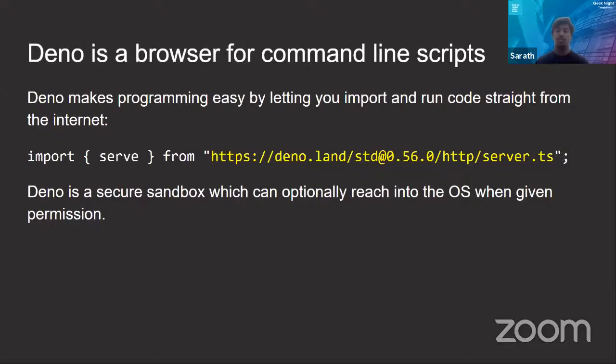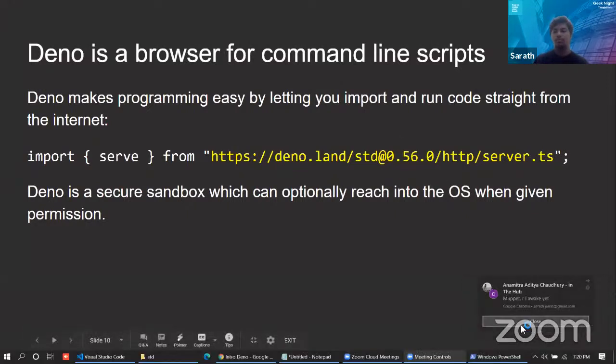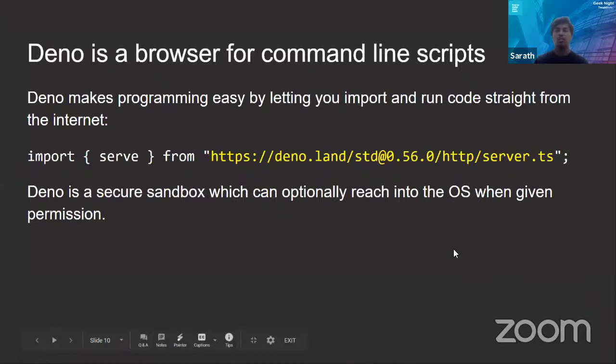But the same thing happens in npm also, and the same thing happens when we're calling JavaScript code in our websites. It's coming from the server. So that's the reason they gave us default security options to stop accessing your file system, network, and other things. Deno is a secure sandbox which can optionally reach into the OS when you give it permissions.